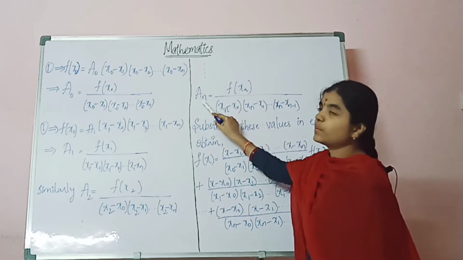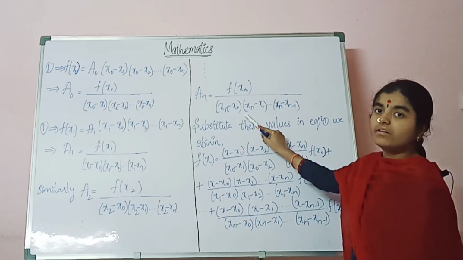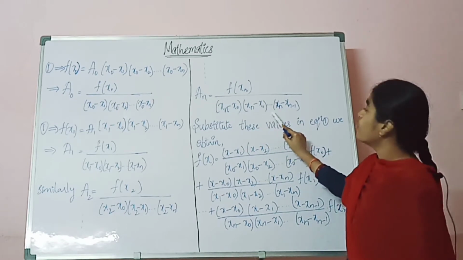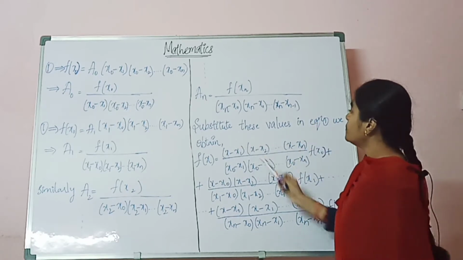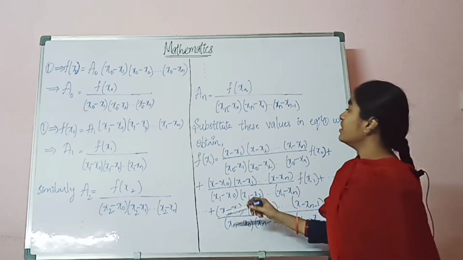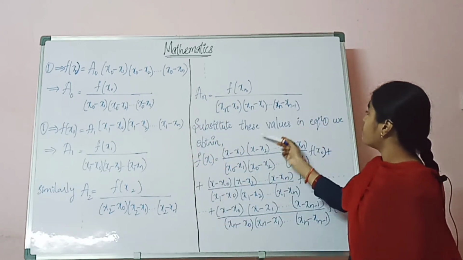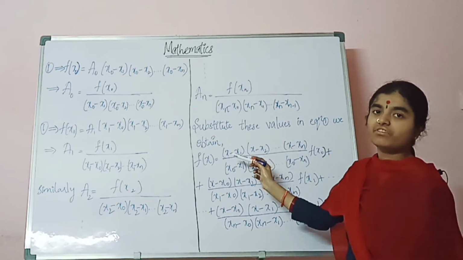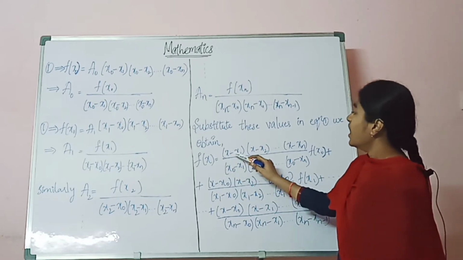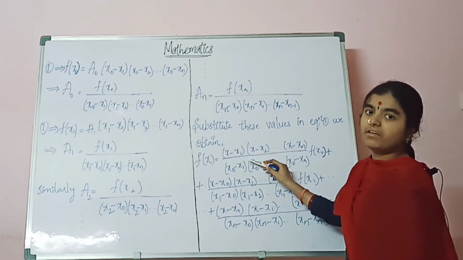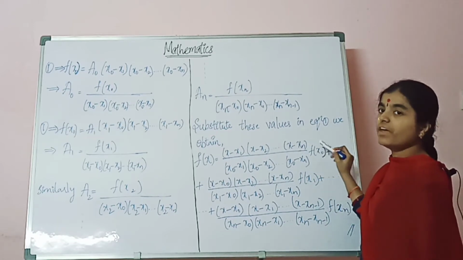So on up to an equals f of xn by (xn minus x0) into (xn minus x1) so on up to (xn minus 1). Now we are substituting these values in equation 1. We have to substitute the values we have considered in equation 1. So what we will get here, we obtain f of x equals (x minus x1) into (x minus x2) so on up to (x minus xn) into f of x0.